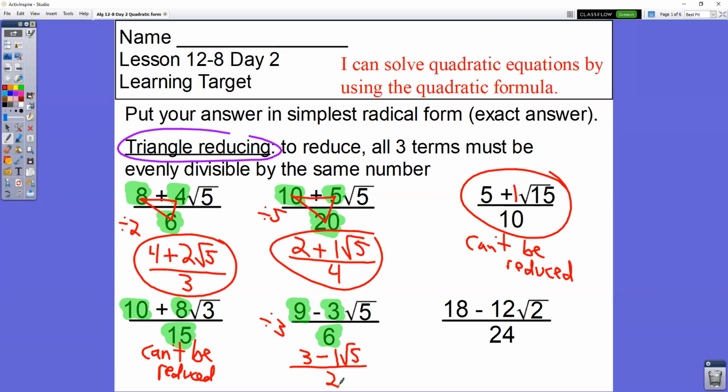18, 12, and 24. What's the biggest number that goes into 18, 12, and 24? 6. All right, so we could divide all of those by 6. Triangle reduce it. So 18 divided by 6 is 3. 12 divided by 6 is 2. We keep that radical 2 there, and 24 divided by 6 is 4. So this is called triangle reducing. In order to make your answer into simplest radical form, sometimes you will have to do this.